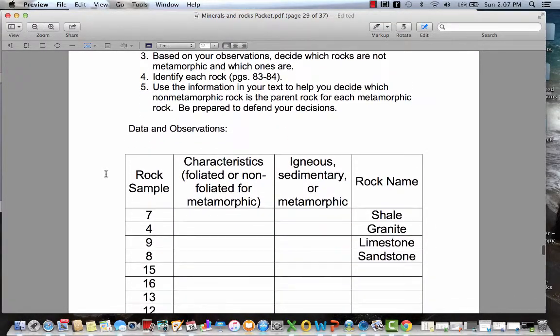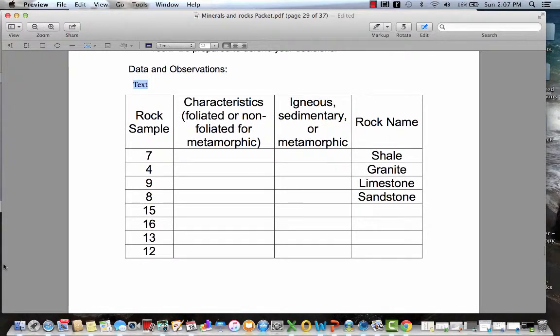So in your lab notebook, you should have this data and observations. Every time we have a data table, we need to make a title for it. So let's go ahead and put a title in there now. If you didn't leave enough room up top here, maybe write it off to the side, going sideways. So what would be a good title for this data table?